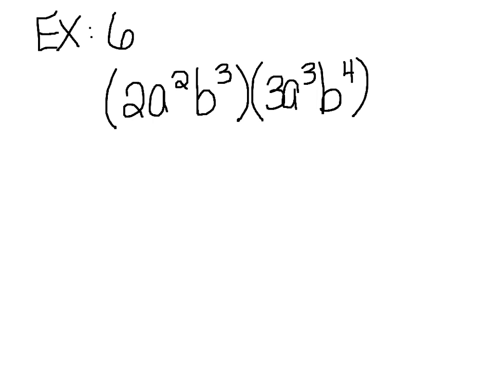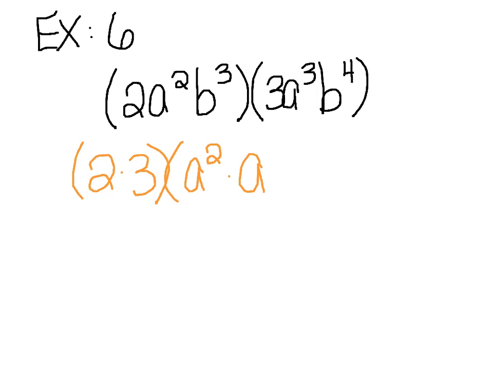Hopefully you've tried this problem, and now when we go over it, you can check to see if you did it right. I'm going to put my numbers, 2 times 3 together, my A's together, A squared times A to the 3rd, and I'm going to put my B's together, B to the 3rd times B to the 4th.